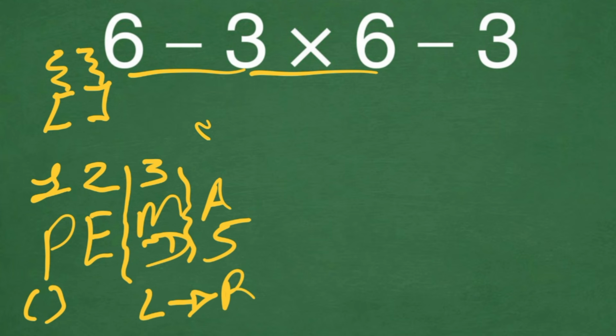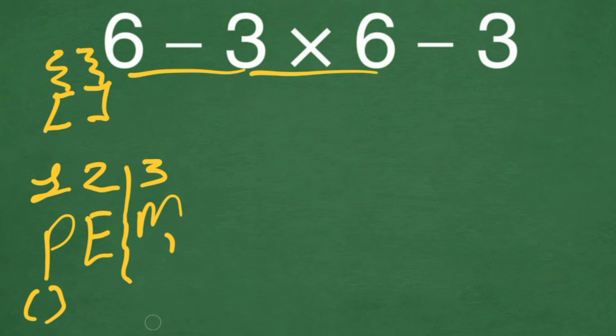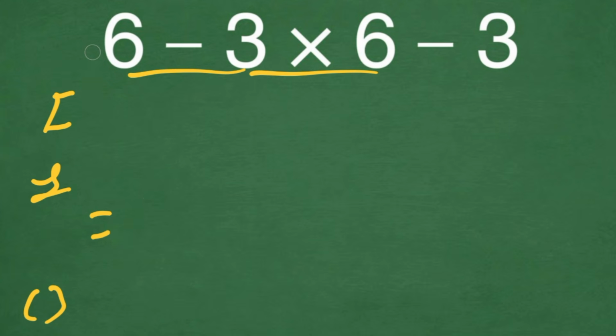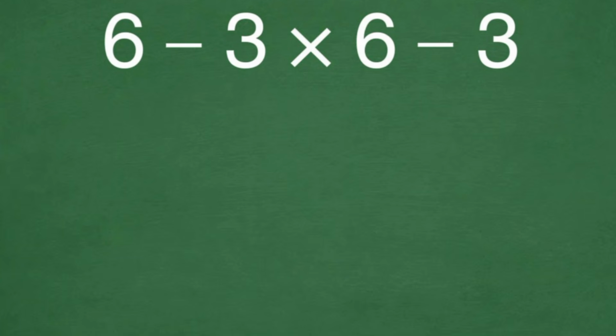Addition and subtraction have fourth priority, and they are solved after we solve the multiplication and division. So the thing is, if we solve subtraction before multiplication, that is wrong, because multiplication has a greater priority than subtraction. Okay, then after all of this explanation, let's go back to our problem and solve it.